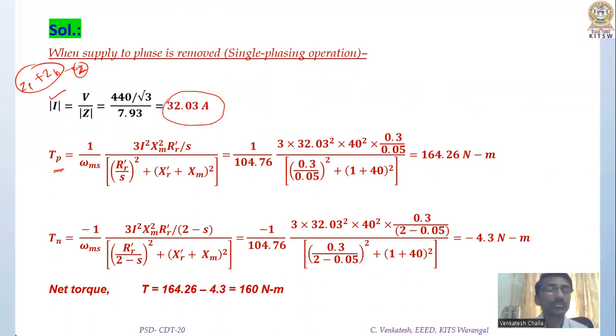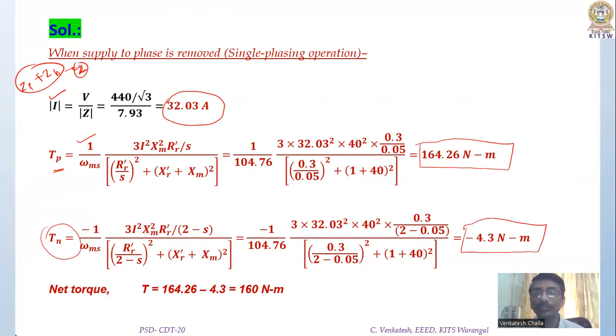And TP, the positive sequence torque. We have seen this formula, 3 by omega ms, the 3 is written here. So that is 164.26 Newton meter. And the negative sequence torque is given by minus 4.3 Newton meter. So the net torque is TP plus TN, and that comes to 160 Newton meter.